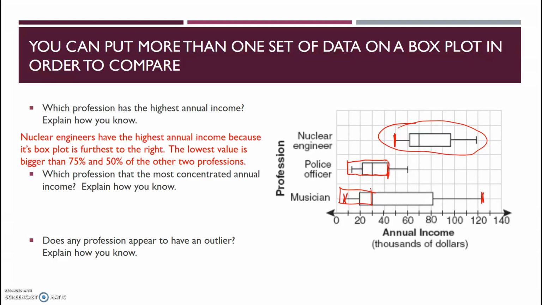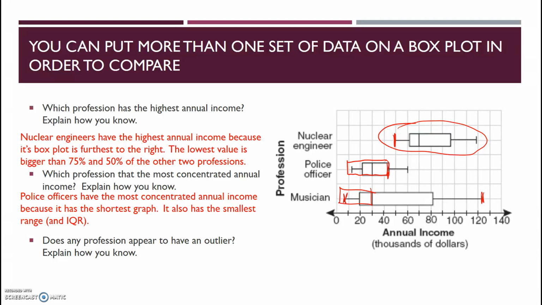Which profession has the most concentrated annual income? Well, concentrated means most squished together. Which profession can I look at and say, I'm going to make between the smallest range? And the answer here would be police officers. They have the most concentrated annual income because it has the shortest graph, which also means that it has the smallest range. We can also look at IQR, but in this case, we're really going to be looking at the range more specifically. There's probably not an outlier with the officers.